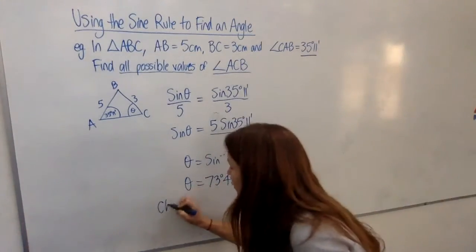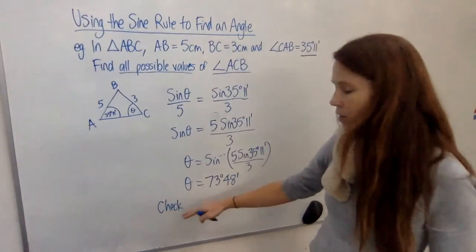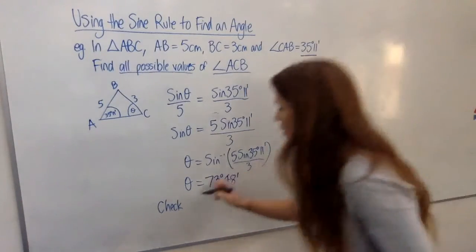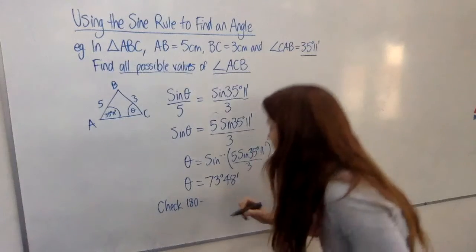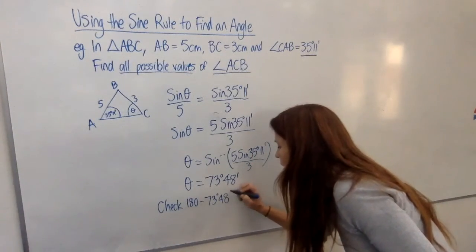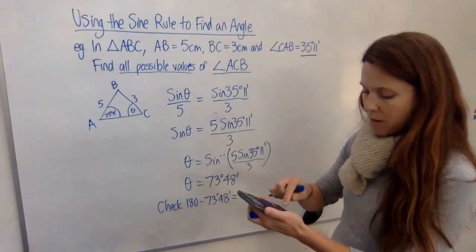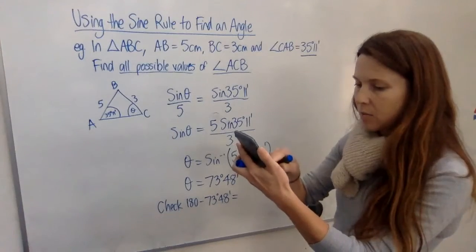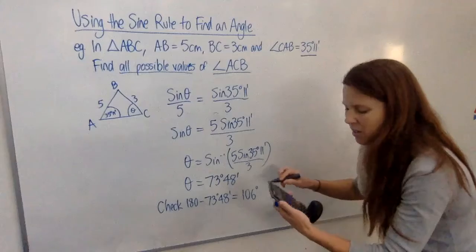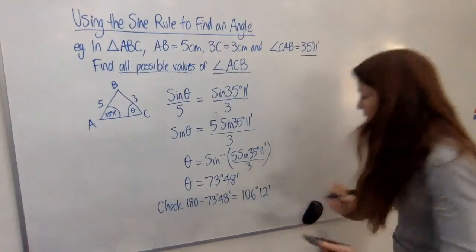So what I'm going to do, always write what you're doing so it's really clear to an examiner what you're thinking. So I'm going to check for an obtuse angle. So let's check 180 minus 73 degrees and 48 minutes. Now what is that going to give us? Well, let's do it. Just do 180 minus answer, and we get 106 degrees, 11 minutes and 37 and a bit seconds. That rounds up to 12 minutes.